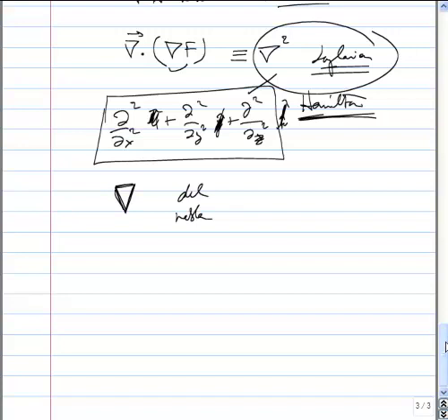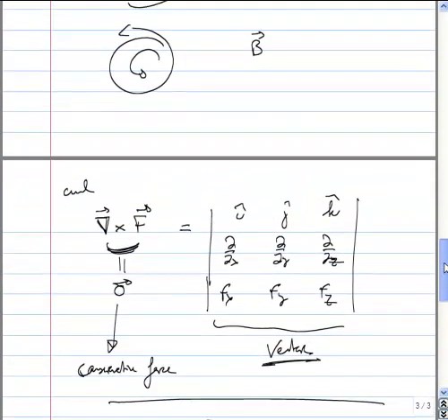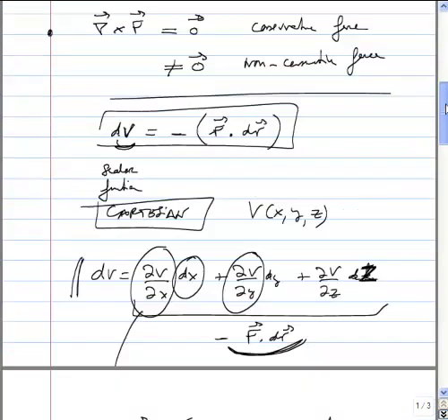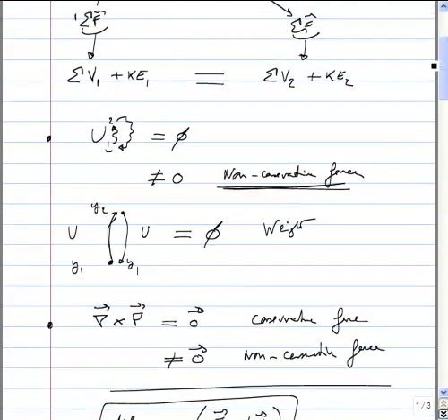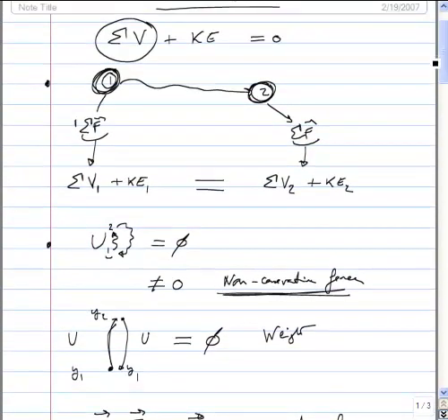So again, remember, three ways to figure out whether a force is conservative. You can just take the curl of that force, or you calculate the work for a path that is closed, or you apply the energy conservation, and if you don't end up with a 0 value, then you know that there is a non-conservative force present.